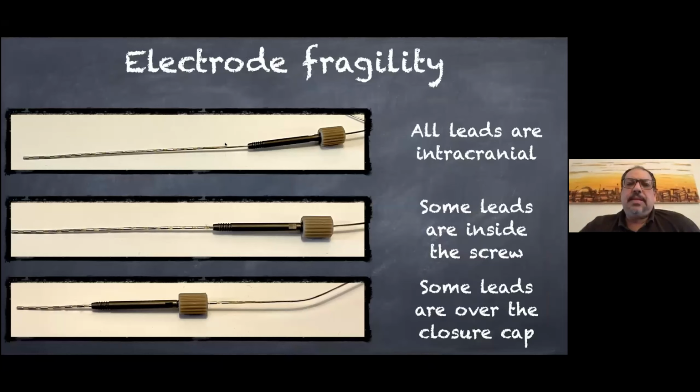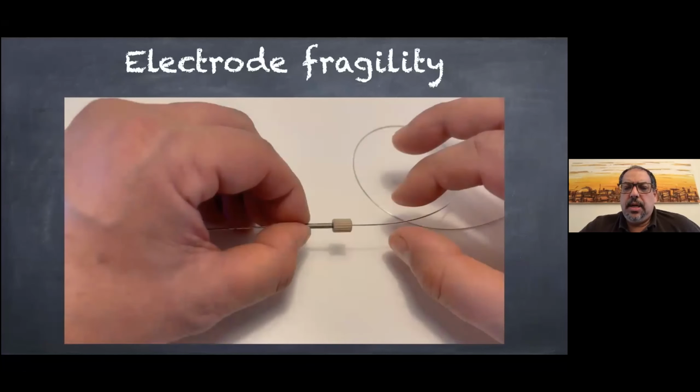Another tip is about electrode fragility. Here you can see the screw. All the leads are internal to the screw, so they are all intracranial. This is perfect. We can also have some leads inside the guiding screw. This is also okay. What you have to avoid is to have electrodes outside the screw, because this can lead to probe damage.